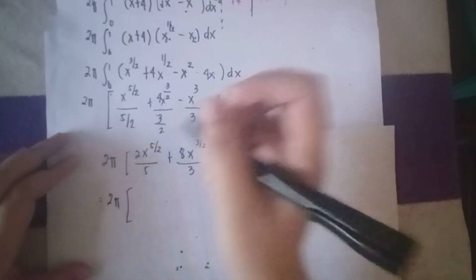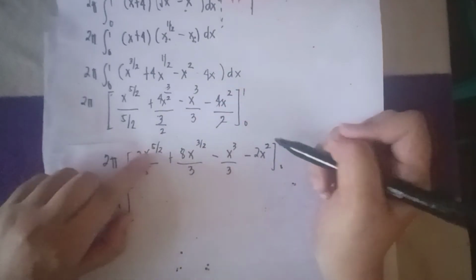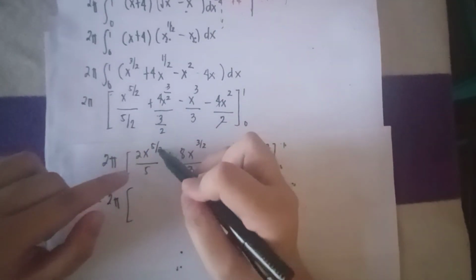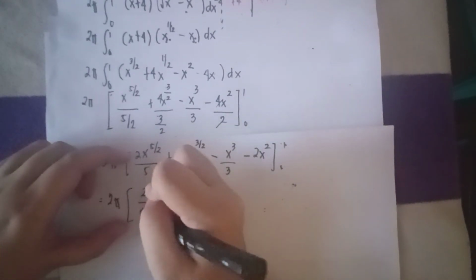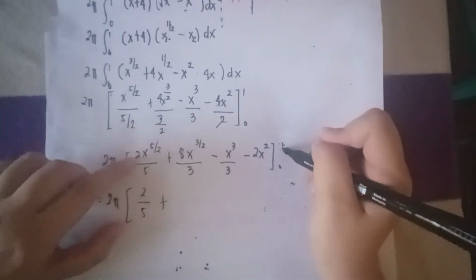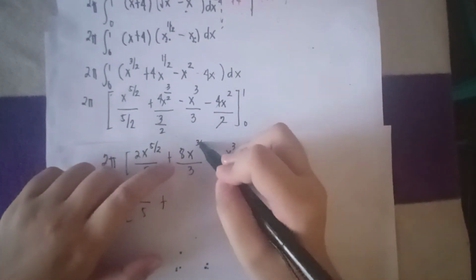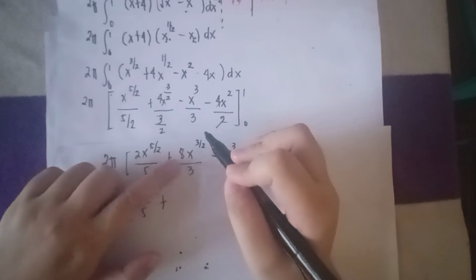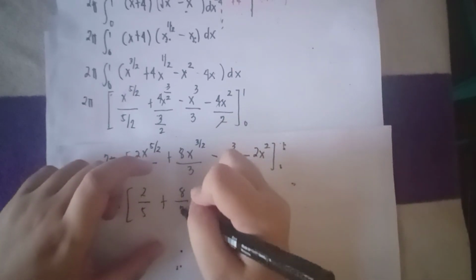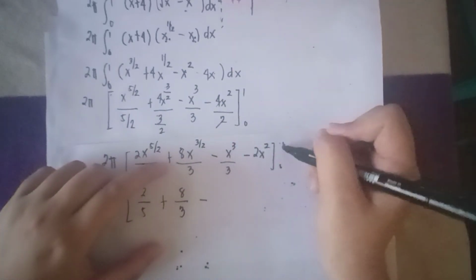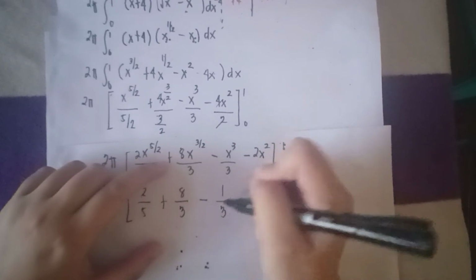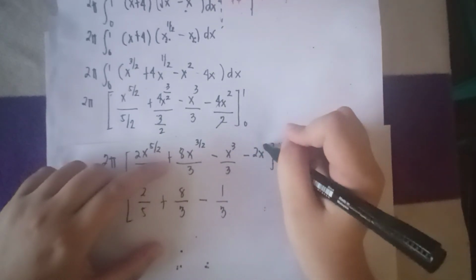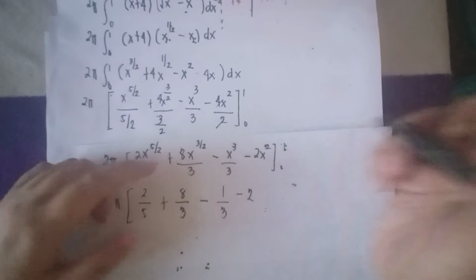So, 2 pi, pasok mo lang yung 1. 1 to the 5 over 2 power is simply 1 times 2 is 2 over 5, plus 1 to the 3 over 2 power is simply 1 times 8 is 8 over 3, minus 1 to the third power is simply 1 over 3, minus 1 squared is simply 1 times 2, which is 2.